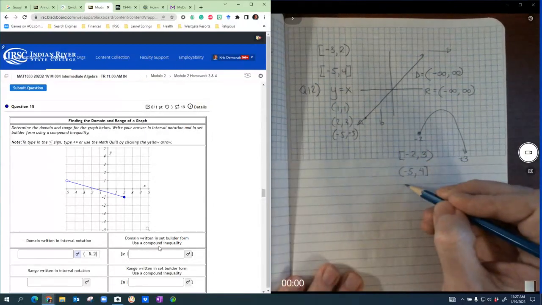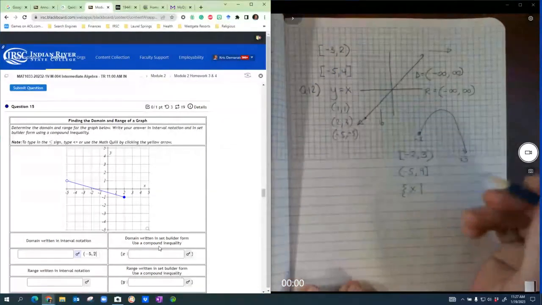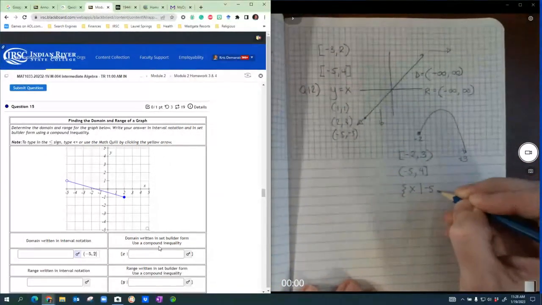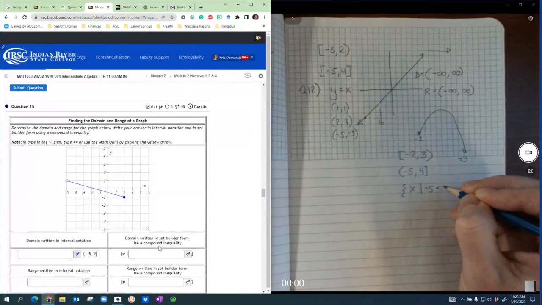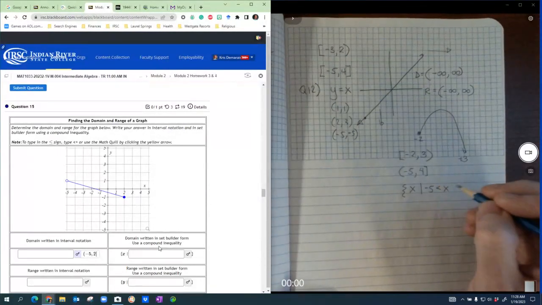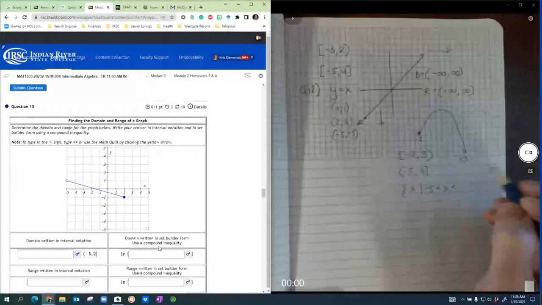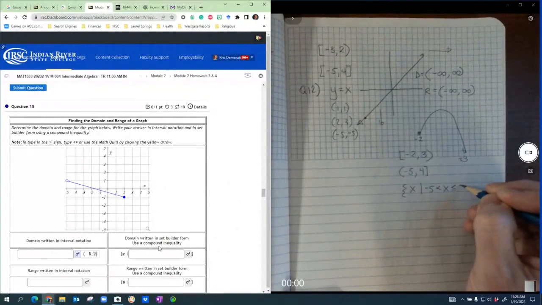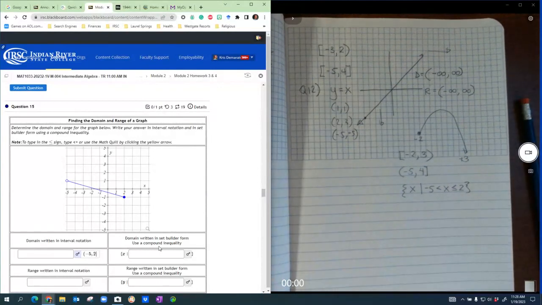Set builder notation is always the same thing. It has a little bracket, x, and a line. And all it is, it goes from -5 to 4. So you would put -5, then less than. The variable would be x because we're dealing with the input value of x. So these should match. And this one is including the value of 2. And that's how you write your set builder notation.